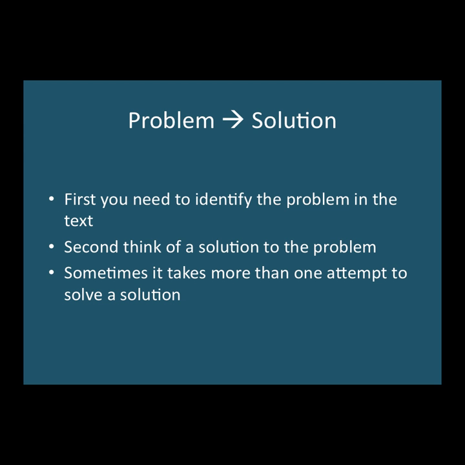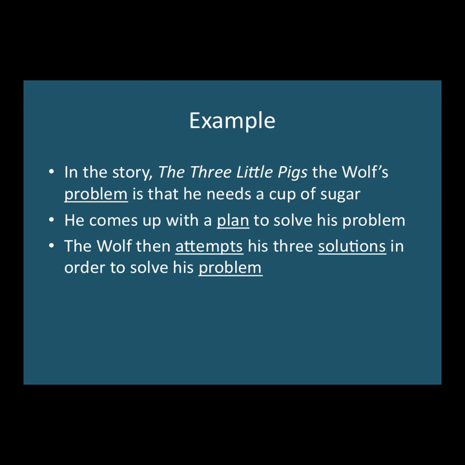The final text pattern we're going to learn about is problem solution. When writing or reading about problem solution, you first need to identify the problem. Second, think of a solution to the problem, or how the character in the book decided to solve their problem. Sometimes, however, the first attempt to solve the problem doesn't always work, so there can be more than one attempt to solve a problem.